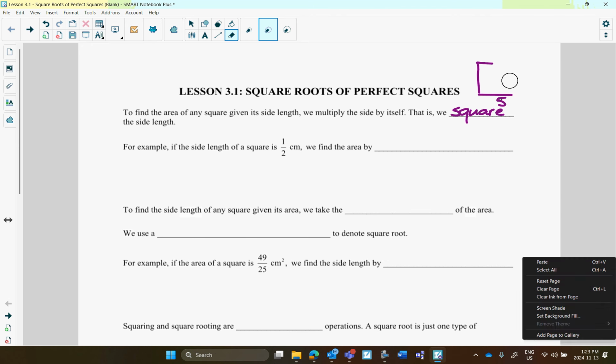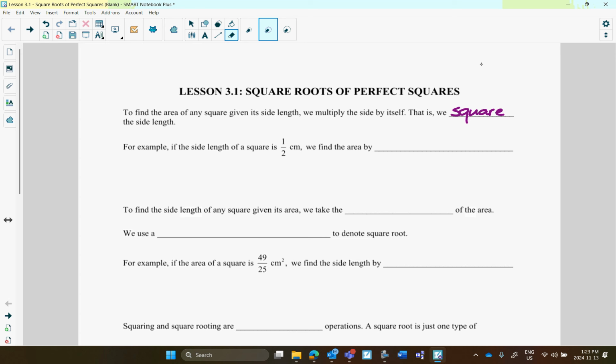So you guys have done squaring, probably squaring with positive numbers. Those are not the only kind of numbers that we can square. We can square decimals, we can square fractions, we can square negative numbers. Okay. So for example, let's say the side length of a square is half a centimeter.